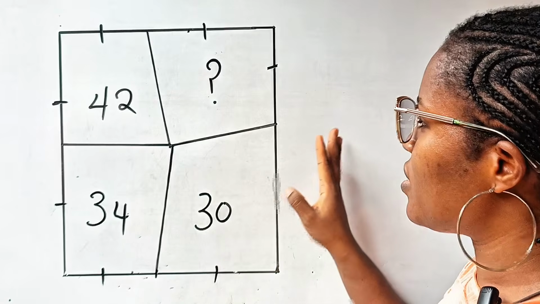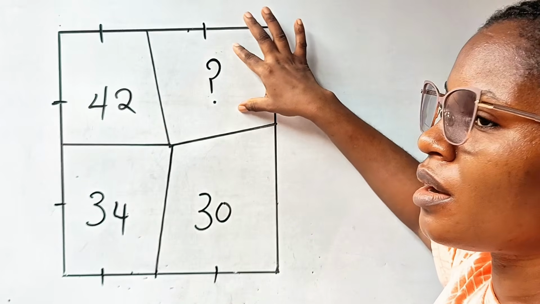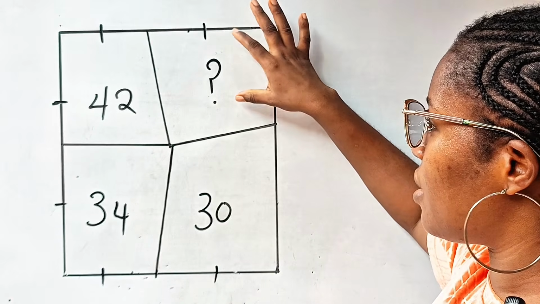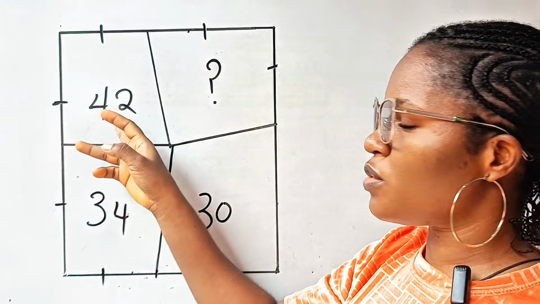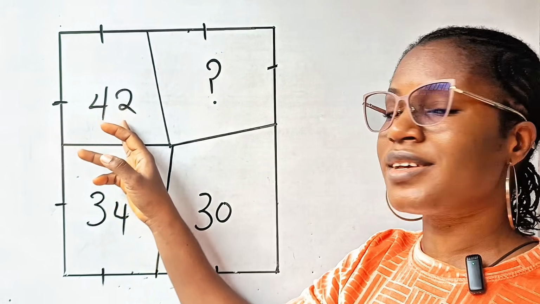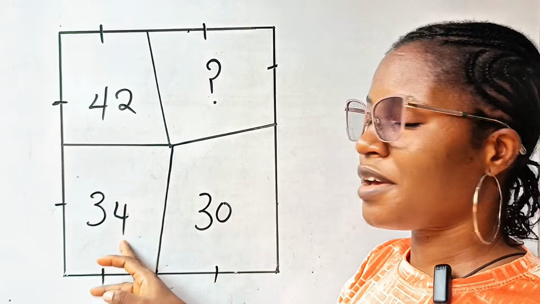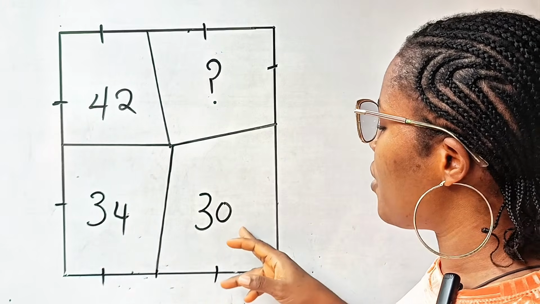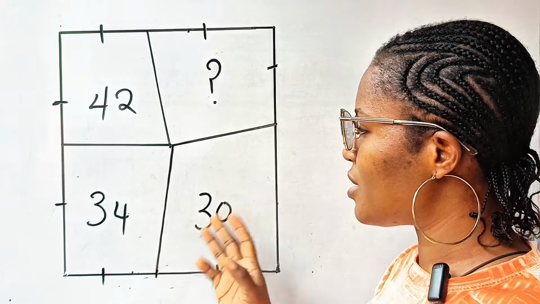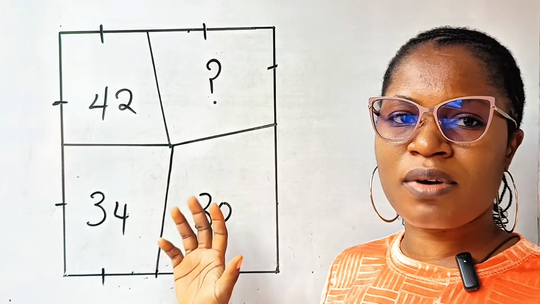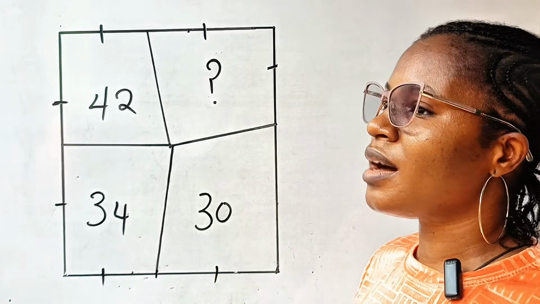Yes, so according to the question, we are asked to find the area of this part of the square if this place is 42 units squared, and this place is 34 units squared, and the area of this portion is 30 units squared. Please, this is not drawn to scale, so don't feel like some of the figures you are seeing don't match with the diagram. Now, how do we do this?